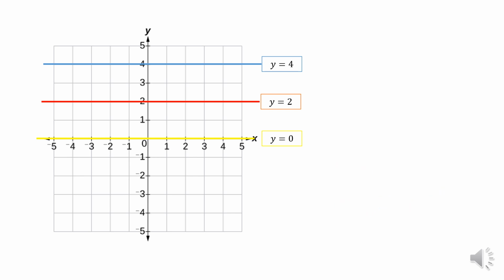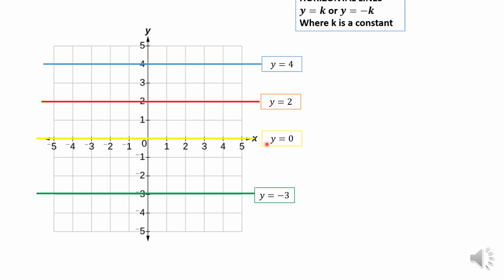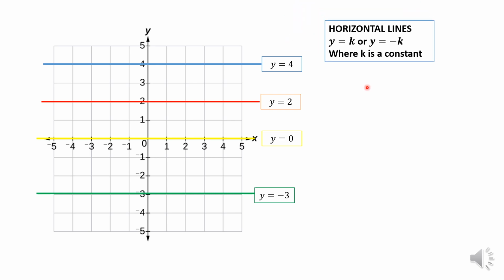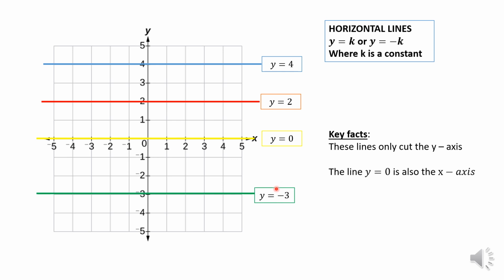So let me bring in another line here. So it's going to be the line y equals to -3. So horizontal lines are lines that are cutting at the y-axis. So it's like y equals to a positive number or y equals to some negative number, like in this particular instance here. And again, worth noting is that the line y equals to 0 is actually another way to say the x-axis.